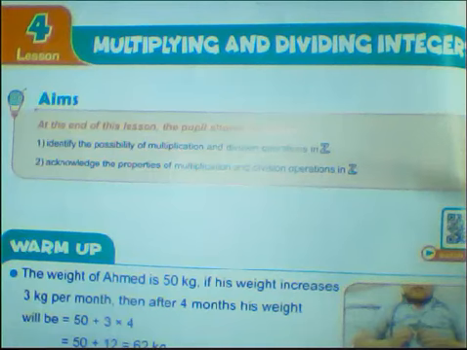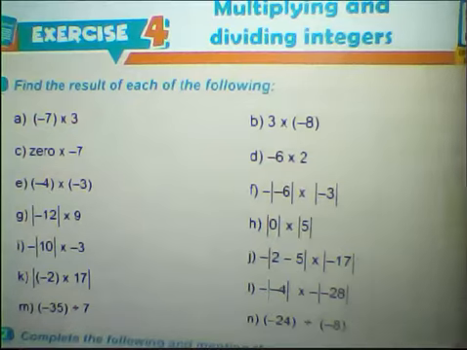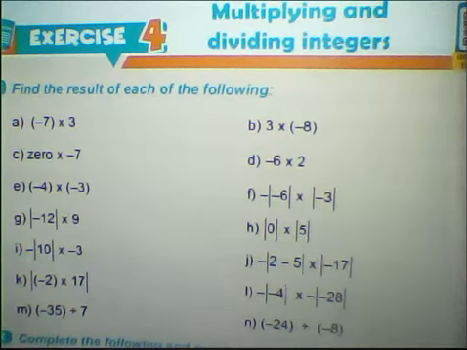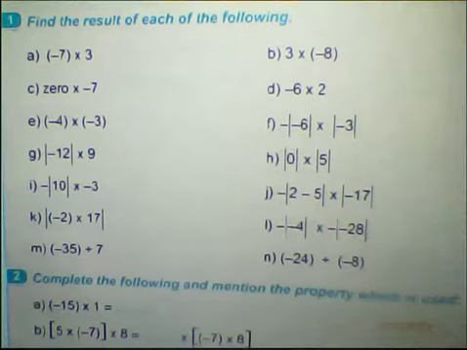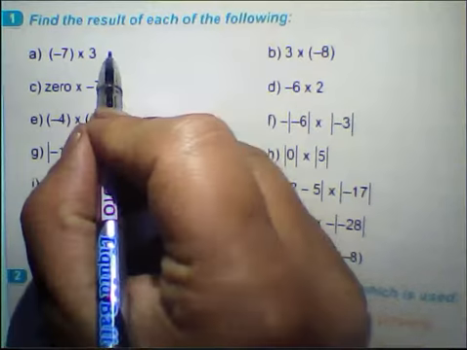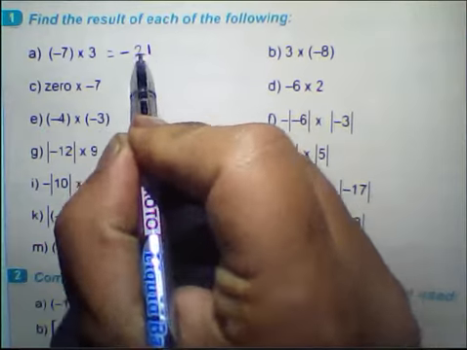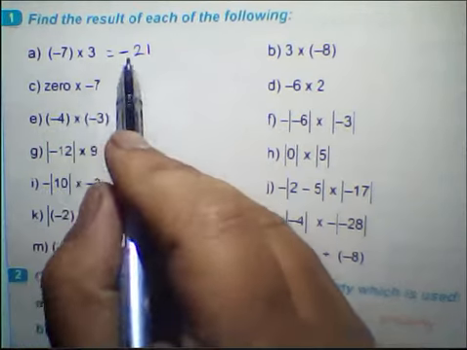Today we are going to talk about lesson 4, multiplying and dividing integers. Exercise 4, multiplying and dividing integers. Find the result of each of the following. Negative 7 multiply 3 equal negative 3 times 7 equal 21. Negative multiply positive equal negative.